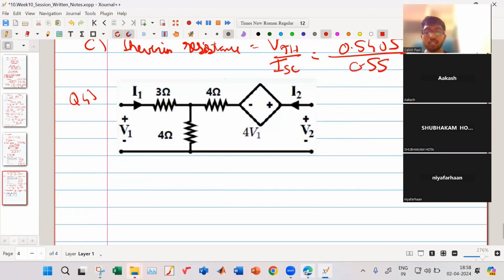So they have told us to find the Z parameters for this network. How will you find it? Write it in the matrix. Open circuit the second side, I2 equal to 0. So we can find Z11 and Z21. Achha, so you're saying make I2 equal to 0.